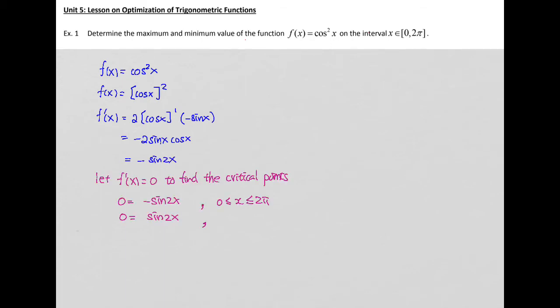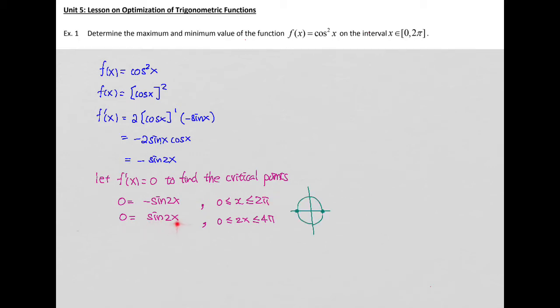Then we let the first differentiation equal 0 to find the critical points. So we have 0 equals negative sine 2x, which means 0 equals sine 2x. Before we can find the angle, we have to modify our domain. Because our angle becomes 2x, our domain becomes 0 less than or equal to 2x less than or equal to 4 pi. Basically, you multiply every interval by 2.